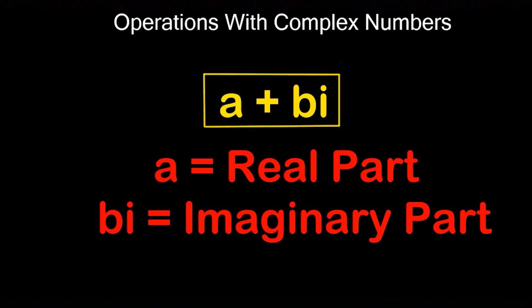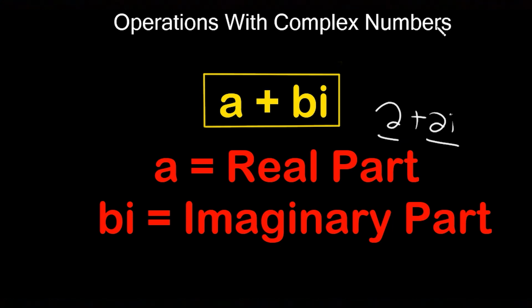So you can see the format here, a plus bi. That is the format that you write a complex number in. So for example, a is going to be the real part, and then bi is going to be the imaginary part. So to give you an example here, you could have 2 plus 2i. This is a complex number. Here is my real part, 2, and then my imaginary part is going to be 2i.